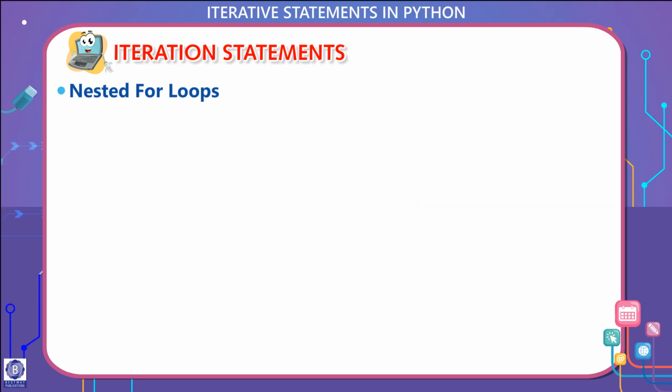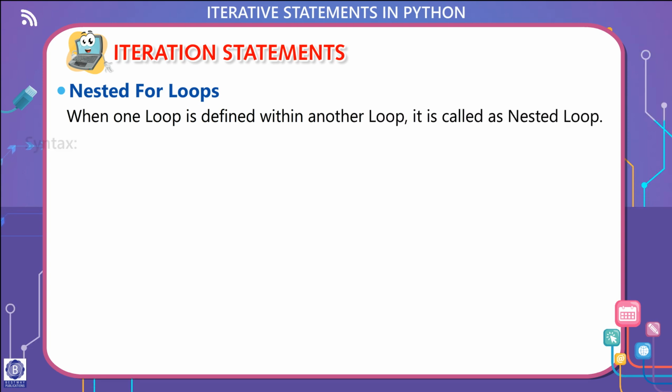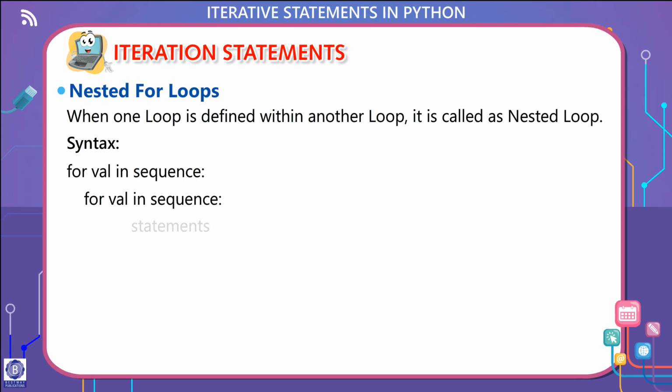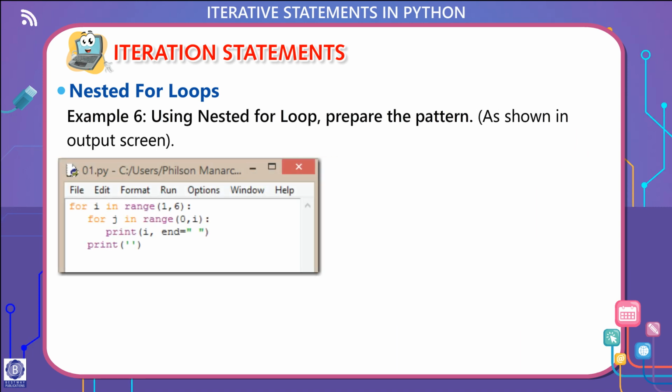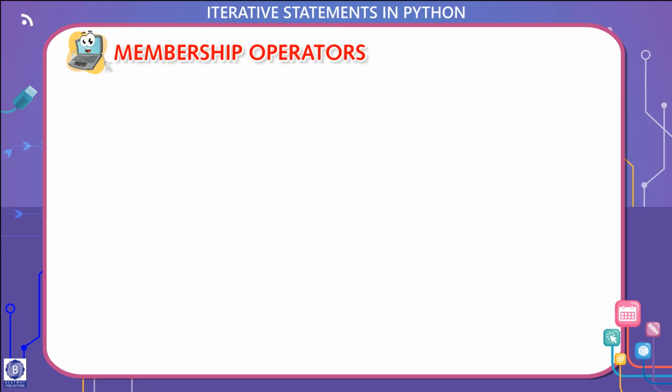Output. Nested for loops. When one loop is defined within another loop, it is called a nested loop. Syntax: for val in sequence, for val in sequence, statements. Let's understand this looping structure in more detail using some examples. Example 6. Using nested for loop. Prepare the pattern as shown in output screen. Output.